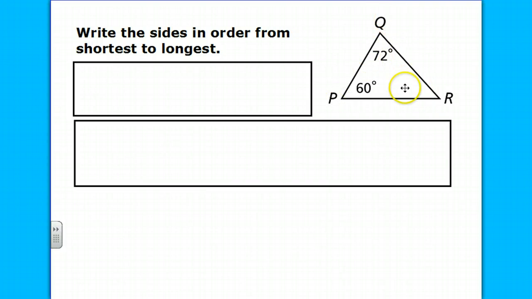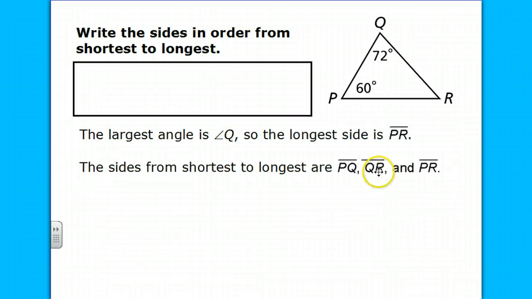Right, so if this is 48 degrees, then the side opposite it is the shortest. PQ is the shortest side. The next shortest side would be opposite the middle angle, which is the angle with the measure between the other two, 60 degrees, so QR. And finally, the longest side must be opposite the largest angle, which is then PR. So PQ, QR, and PR.